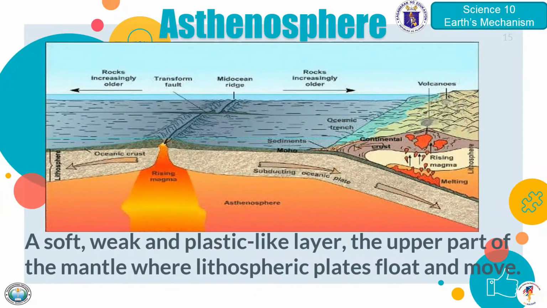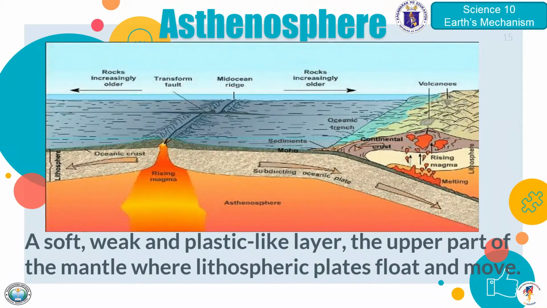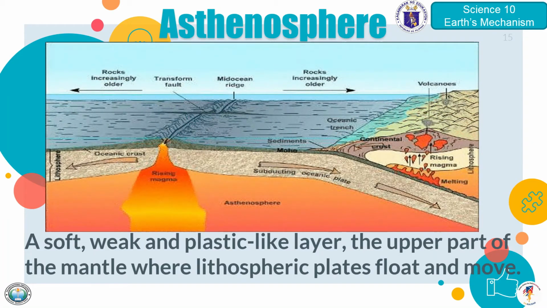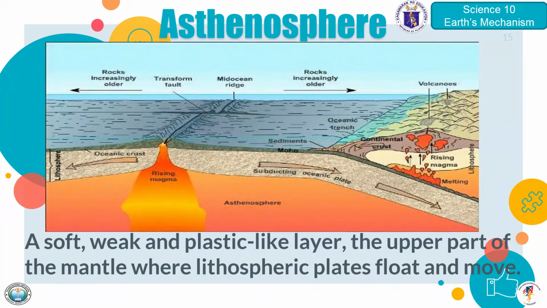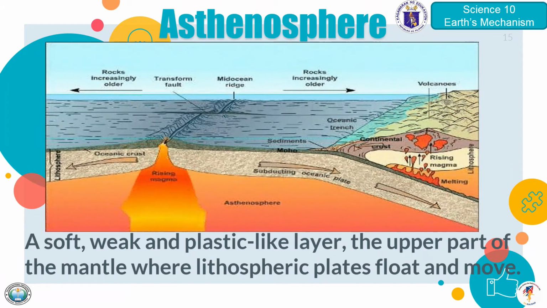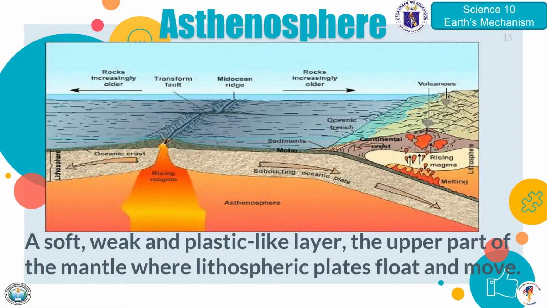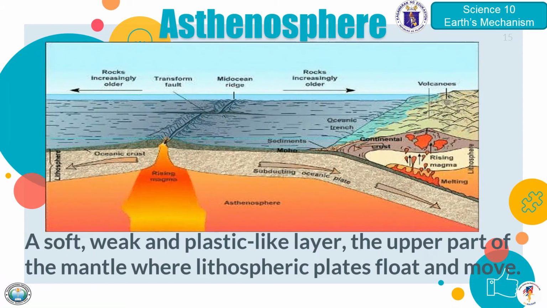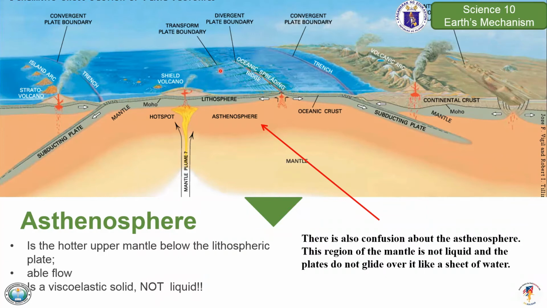The next key concept that we would be dealing with is what you call the Asthenosphere. It is described as a soft, weak, and plastic-like layer which is the upper part of the mantle. This is where lithospheric plates float and move. So if the mantle is here, the asthenosphere is located here just below the crust. One common misconception is that the asthenosphere is a liquid. The correct term for the asthenosphere is that it is a viscoelastic solid, which is comparable to a rubber being melted.